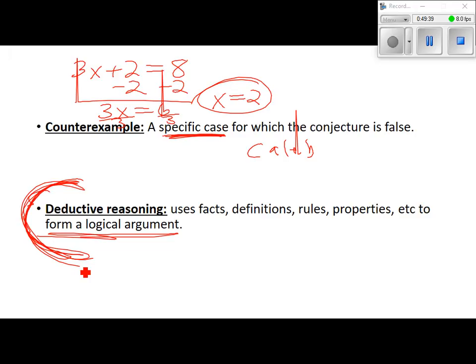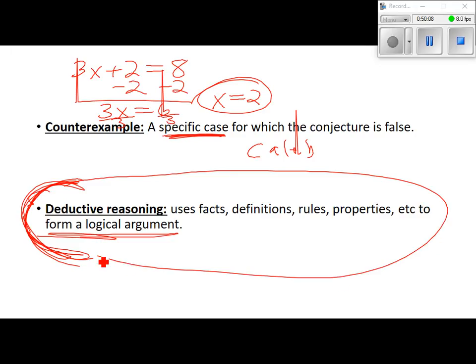What rule did I use right here when I moved this 2 to the other side? Anybody remember that? You're going to learn it next time for sure. It's the subtraction property of equality. Remember that property said that you could subtract 2 on both sides and still be the same thing, right? Yep. And then what rule did we use here at the end? Division property of equality. All right, so when you were solving all those equations, you were using deductive reasoning.